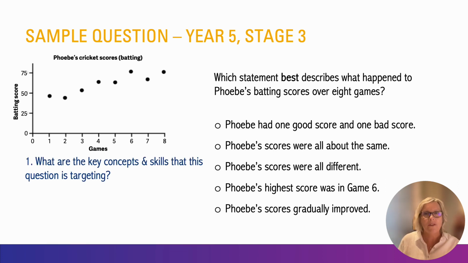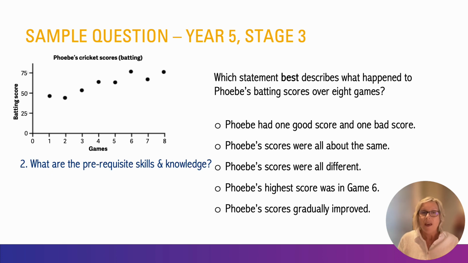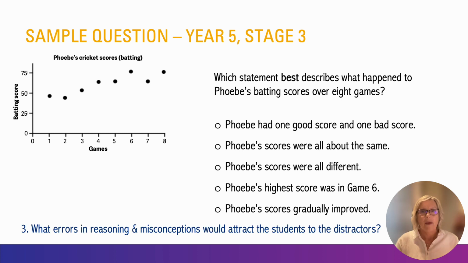Well, the key concepts and skills that are targeted include interpreting trends in a scatter plot and understanding the term best in relation to describing a trend in a graph. The prerequisite skills and knowledge for this question include collecting and organising data and interpreting simple graphs. Working through each distractor in this question, the first one, well, this could be a reading, a comprehension, or a translation error. Students may have had difficulty understanding that the question is asking about the trend, or the context of the question may have confused them.